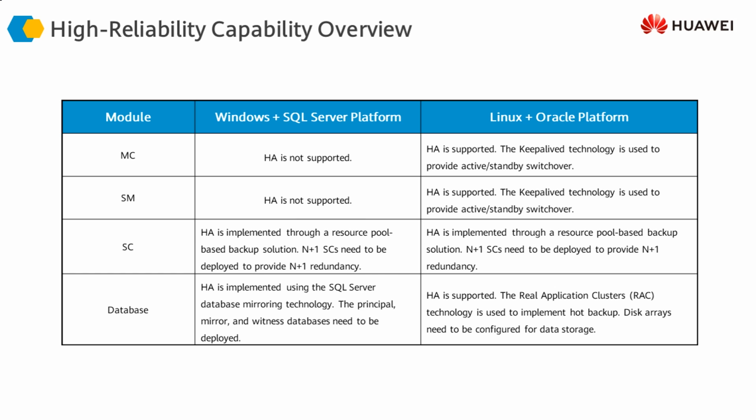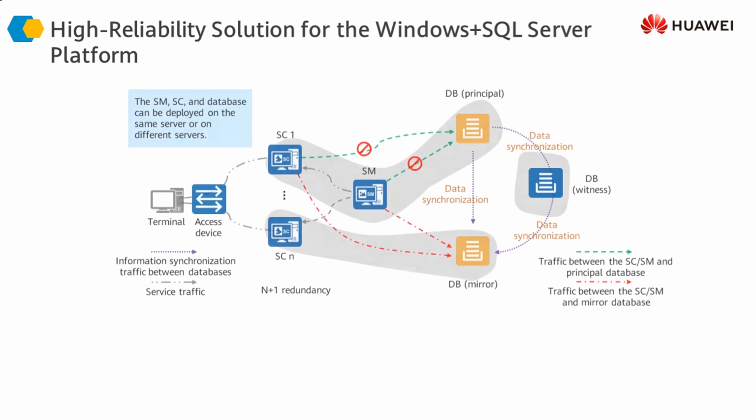However, if we use Linux plus Oracle platform, Linux as the OS and Oracle as the database, using the KeepAlive-D technology or KeepAlive technology, we can provide high availability implementation, which means that the management center as well as the service manager, they both can be deployed in an HA environment. Similarly, SC redundancy is already there. Plus, using Oracle database, we can have RAC clusters or real application clusters which provide DB redundancy as well. However, in this case, we need to have disk arrays because RAC requires the use of disk arrays for providing database redundancy.